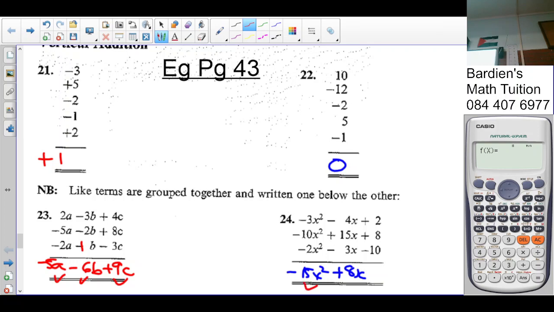On your number line, what is negative 4 plus 15? Go negative 4, plus 15. 11. And 11 minus 3? 8. So what is negative 4x plus 15x?